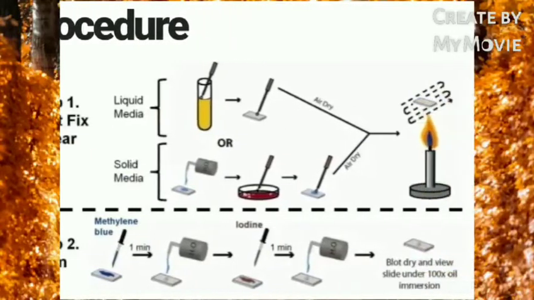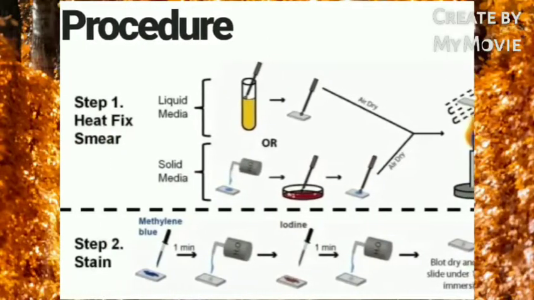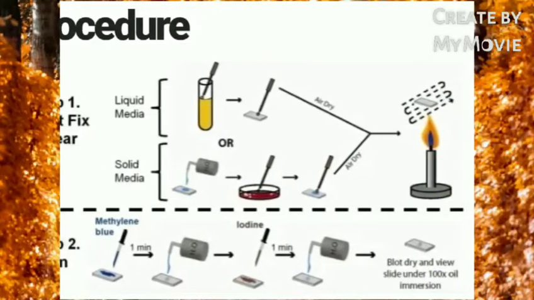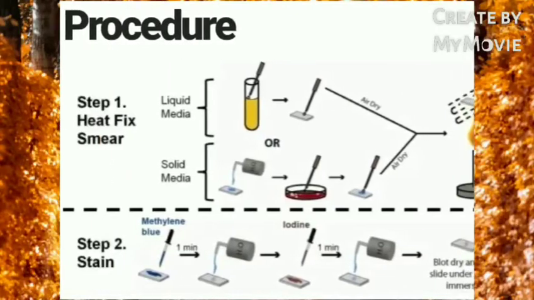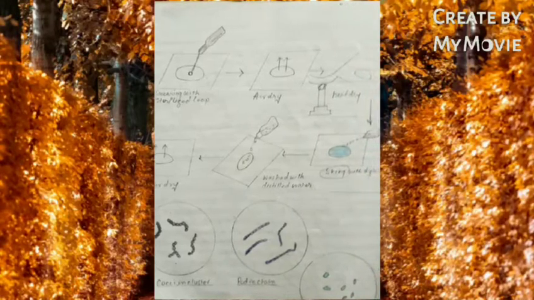It is generally not used in the lab, example eosinate of methylene blue. Staining is of three types: simple staining, differential staining, and structural staining.